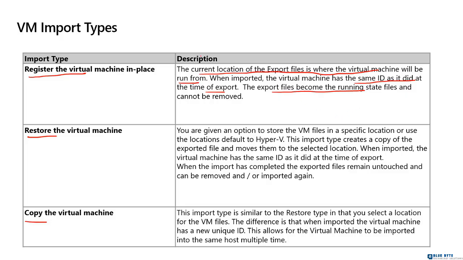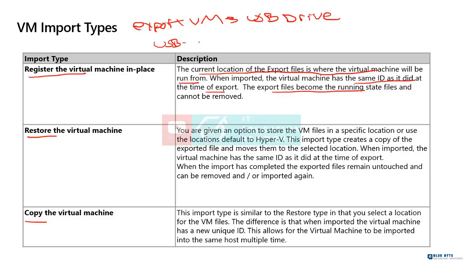So picture this. You export your VM. When you do that, you put it on a USB drive. Then I take the USB drive and I copy the files from the USB drive to my desktop on the server. And you're thinking, I'm just going to import these files from the folder on my desktop that I just pasted.